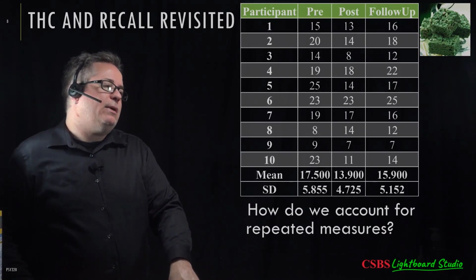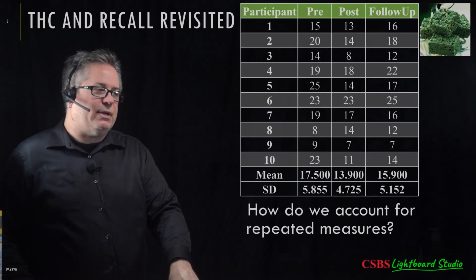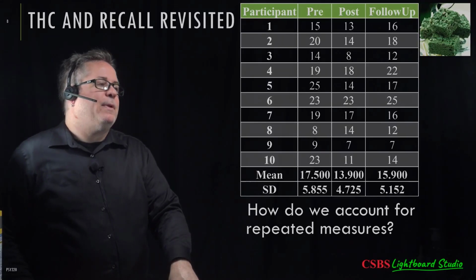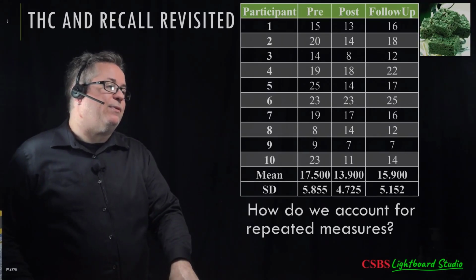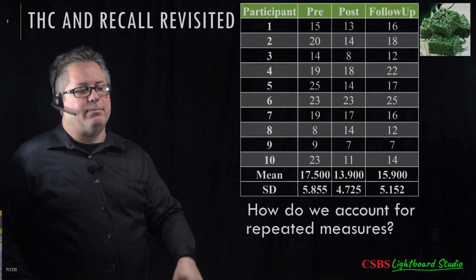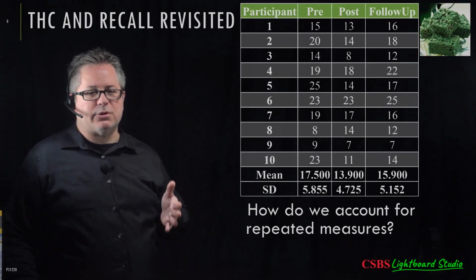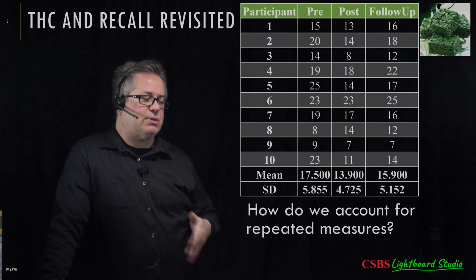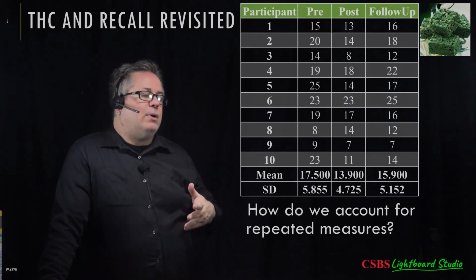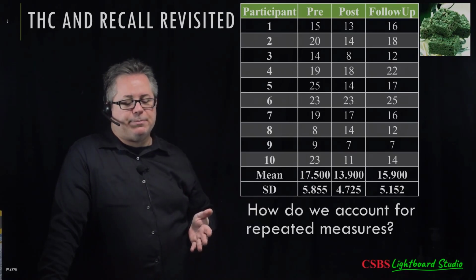So the pre is, again, before ingesting THC. The post is 2 hours after ingesting THC. And then the follow-up is 6 hours after that, to see if their ability to recall these words, their short-term memory, starts to come back, starts to rebound. So how do we account for repeated measures?